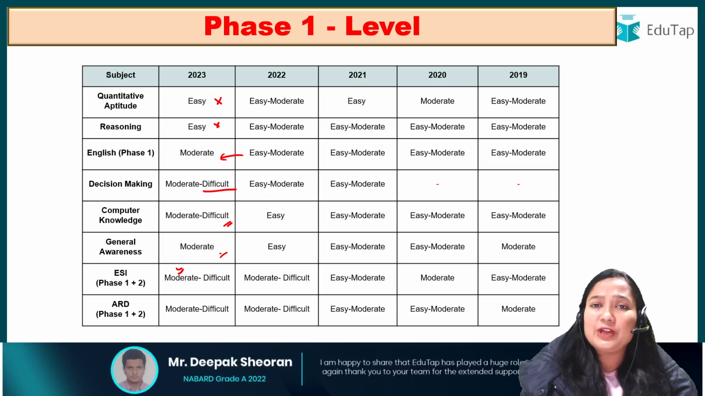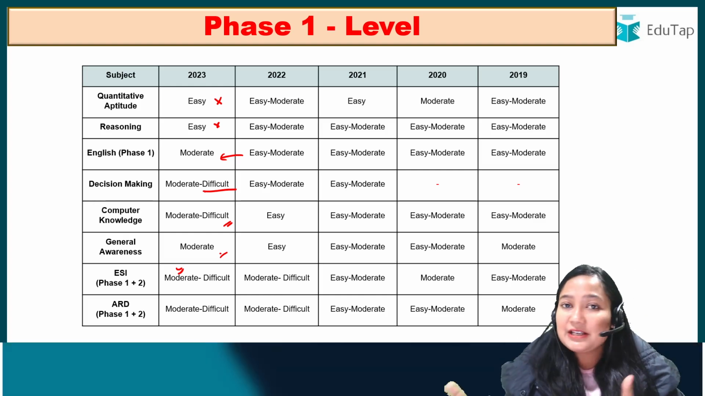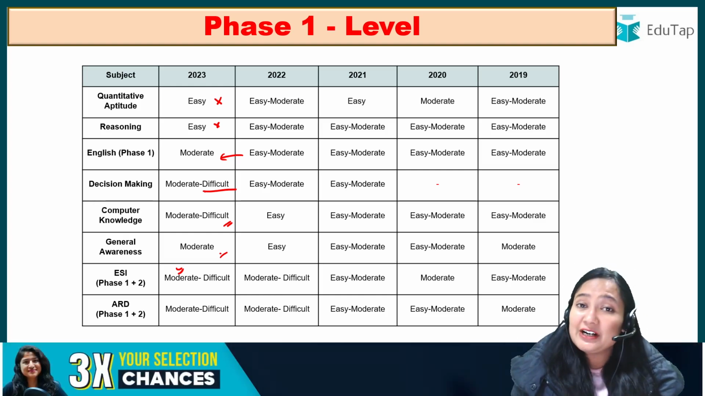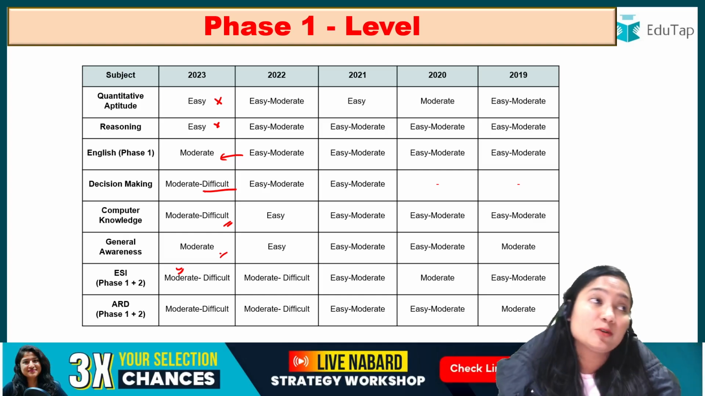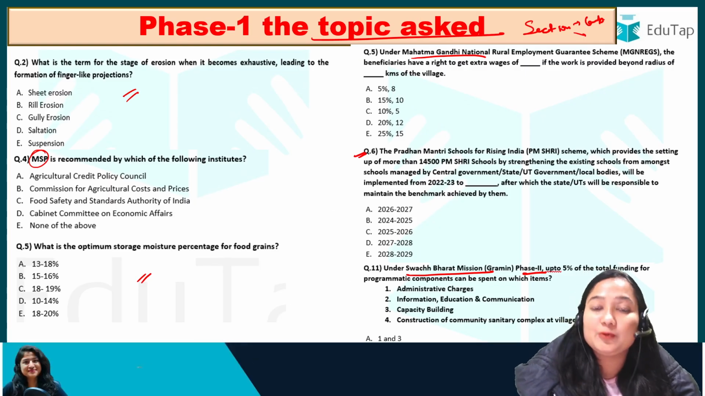But how did they do that? When the topic they have asked is the same, then how are they increasing the difficulty level? They are not asking something totally unexpected or something totally out of syllabus. So let me tell you how they are doing it.